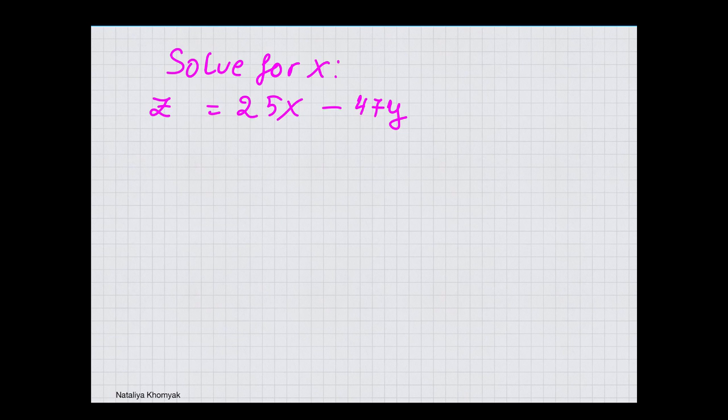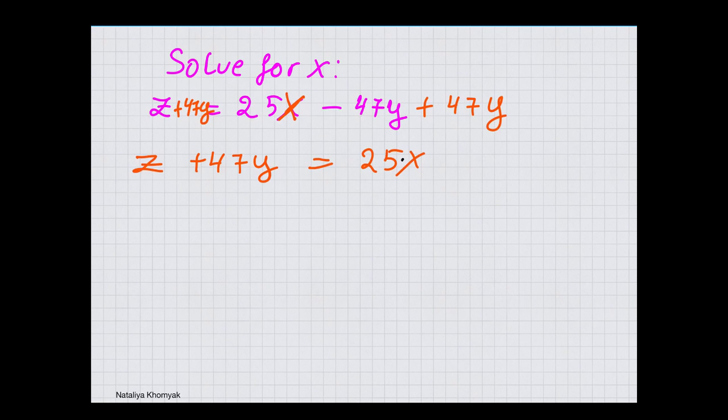Here we have some three-dimensional geometry. z equals 25x minus 47y. We are solving for x. So the first thing to undo is the additive inverse. We are subtracting 47y, so the opposite would be to add 47y. Whatever you add to one side, you want to add to the other side.